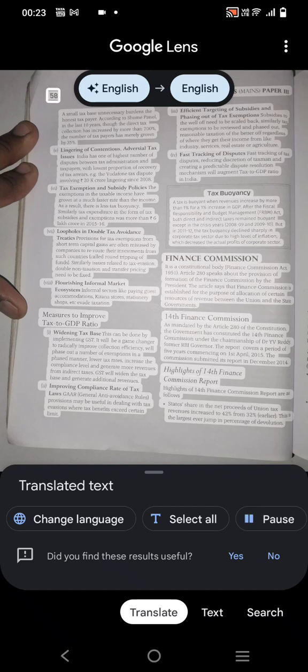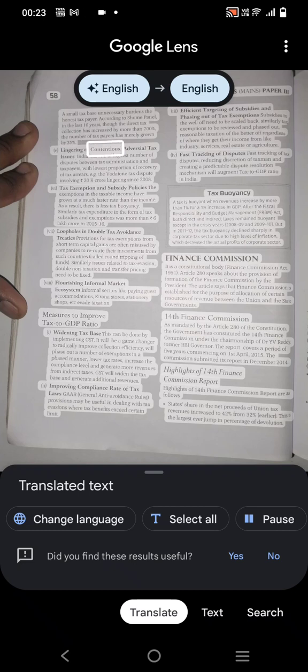2058, General Studies, Mains, Paper 3. A small tax base unnecessarily burdens the honest taxpayer. According to the Shome Panel, in the last 10 years, though direct tax collection has increased by more than 700%, the number of taxpayers has merely grown by 35%.